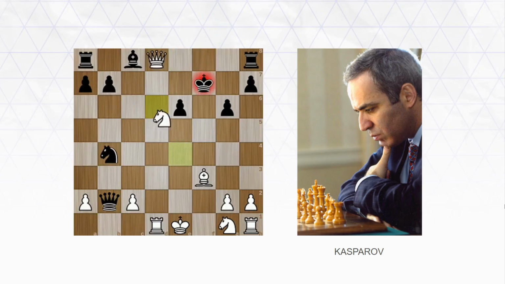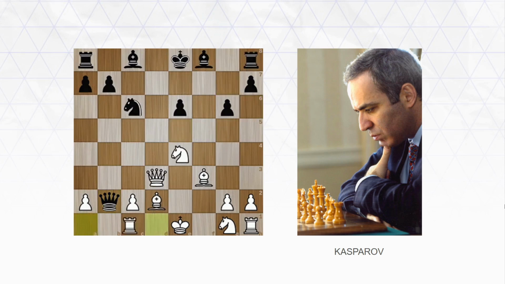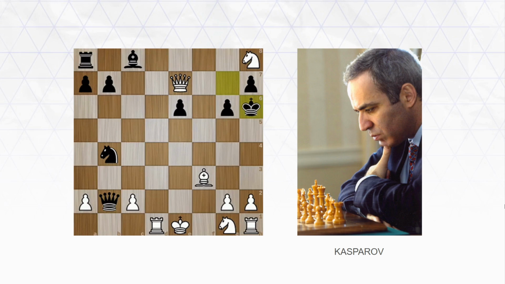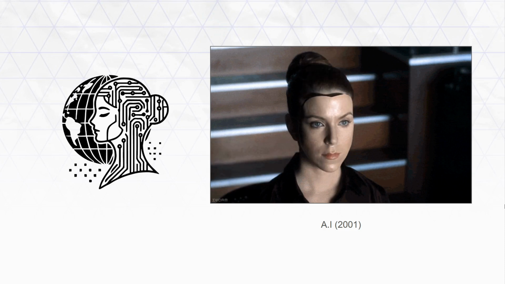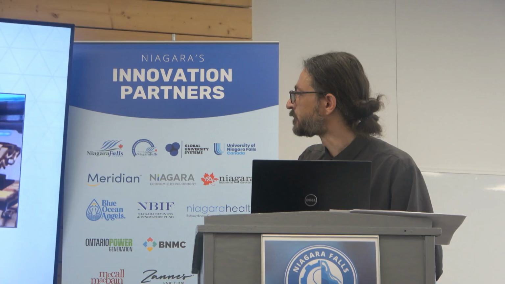In 1998, Kasparov was defeated by a computer. The number one mind in the world of chess was defeated in the late 90s. And at the turn of the century, Steven Spielberg gave us his vision of another existential crisis through AI, that classic movie, AI. And we've wondered, is there a cost to our humanity by devoting ourselves to technology?